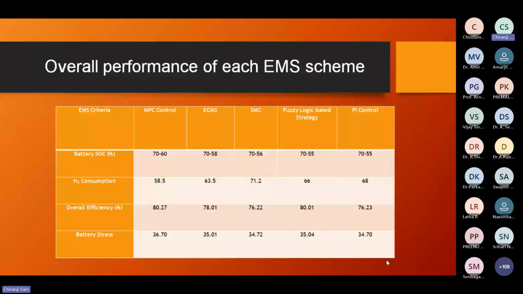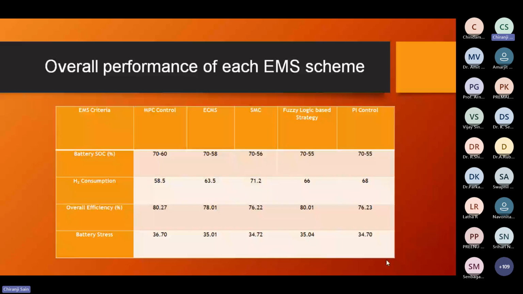So here I would like to give you the overall scenario, that each energy management controller has been taken care of. The 4 parameters taken care of in this case are the battery state of charge, hydrogen consumption, overall efficiency, and the battery stress. And we need to have a comparative performance evaluation of the different control techniques, comprising MPC control, ECMS control, the sliding mode control, fuzzy logic control, and PI control.